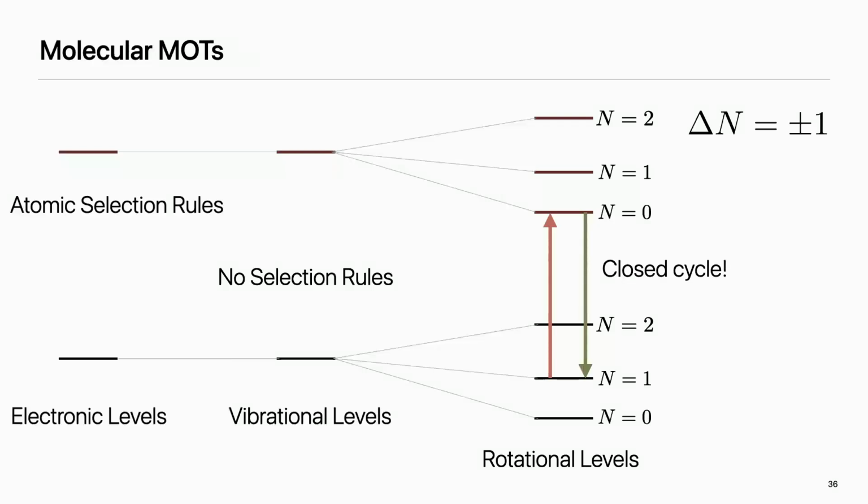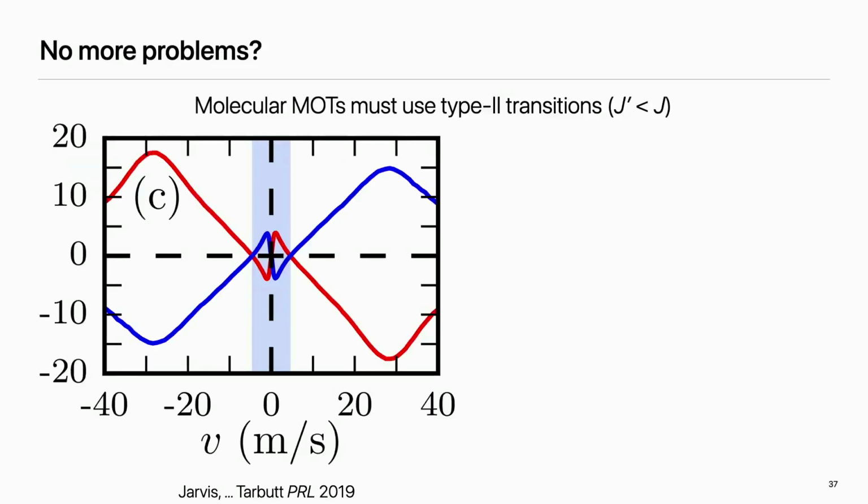But because every molecule has these rotational levels, your molecular MOT must use what's called a type 2 transition. The excited state angular momentum is smaller than the ground state angular momentum. And so you can look at what the force as a function of velocity looks like if you send in your MOT light or your trapping light. Depending on whether you send in red detuned light or blue detuned light, that gives you this red curve or blue curve.